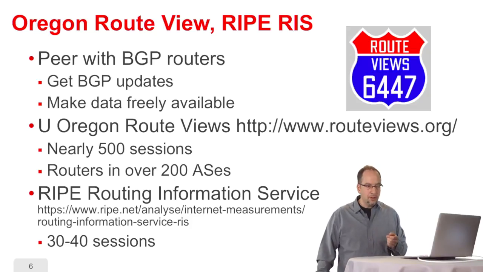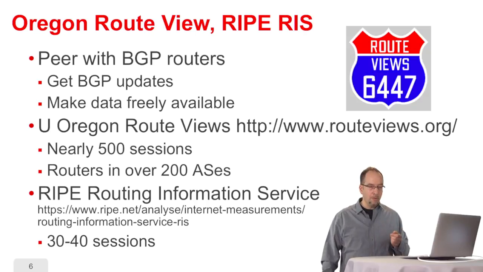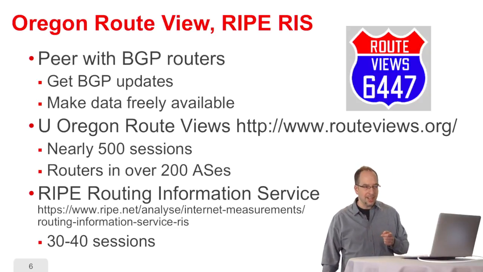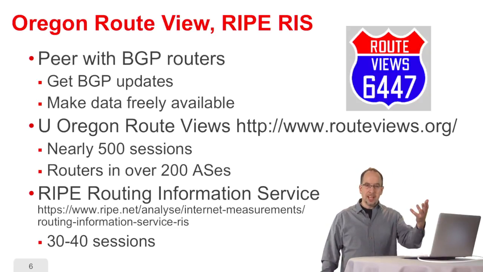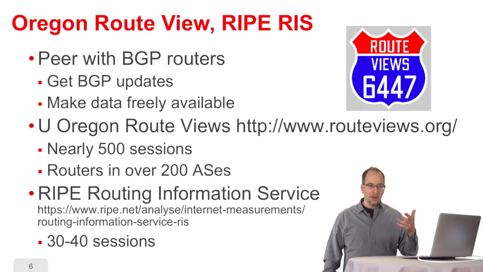The Oregon Route Views is running at any time nearly 500 sessions with routers in over 200 autonomous systems, and RIPE is running between 30 and 40 sessions at any given time. And all the data collected in this way is made freely available. You or I can look at it.